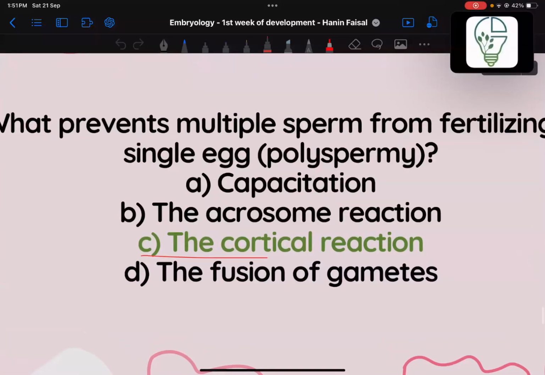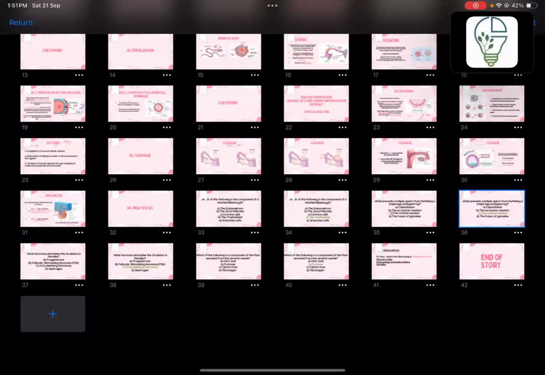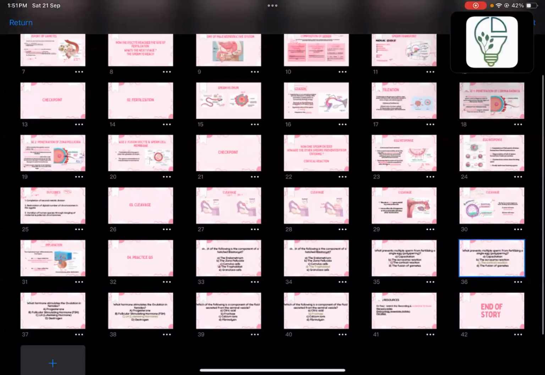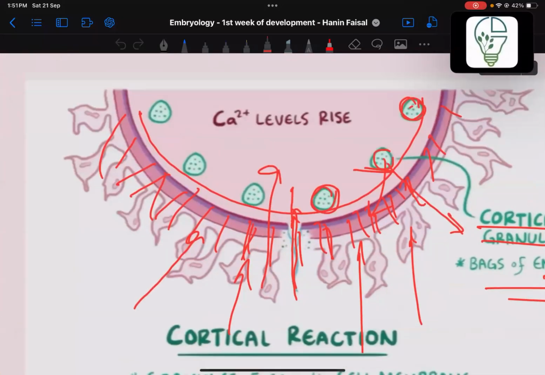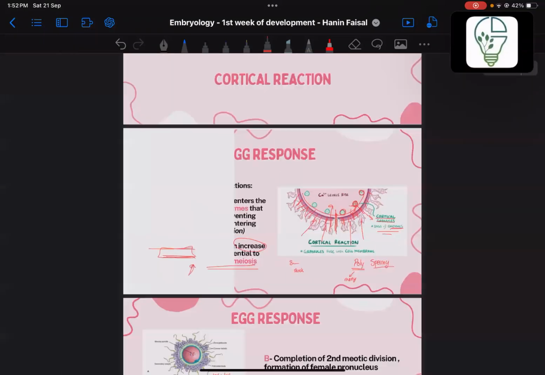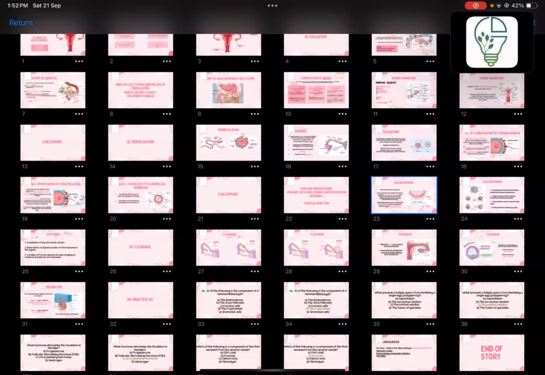And what is the cortical reaction again? Quick recap. The cortical reaction happens when the sperm enters. When it enters, it's going to send signals to the cortical granules, which have enzymes, to burst, releasing the enzymes. The enzymes are going to harden the zona pellucida, and when the zona pellucida hardens, it will prevent other sperm from entering.